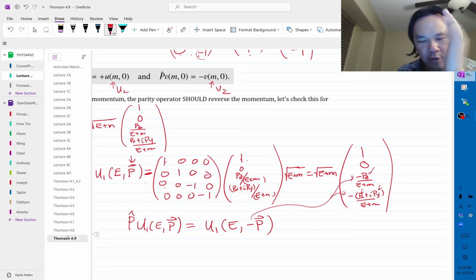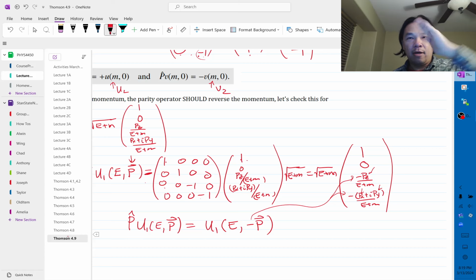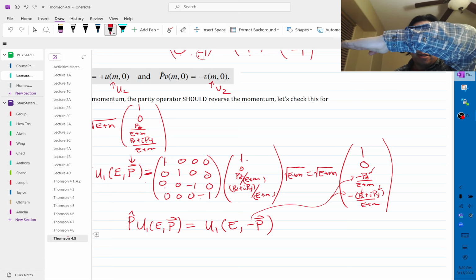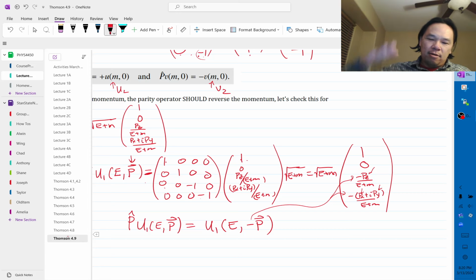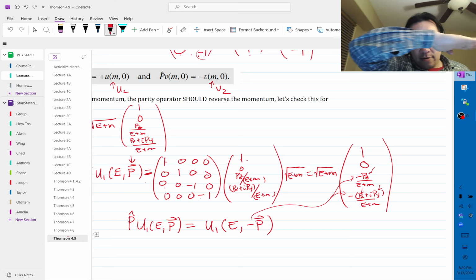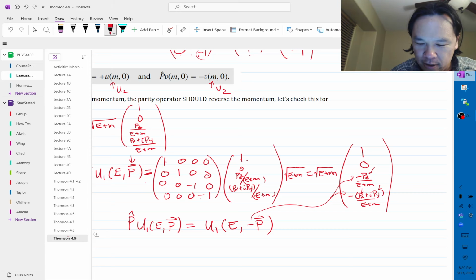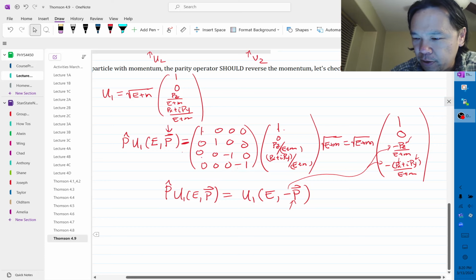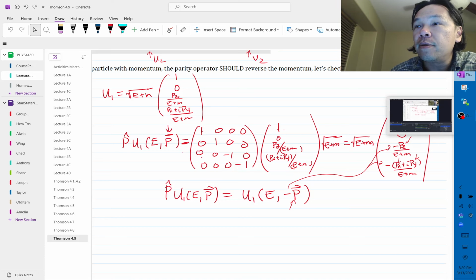Hopefully this makes sense. If I have a particle going, from my perspective, left to right, hopefully it looks the same on the screen, going this way. If I flip all the spatial coordinates, now it's actually a particle going right to left. So that's why the momentum direction changes, and in the homework you'll get to prove this with the other spinors. Okay, so I'm going to stop recording.